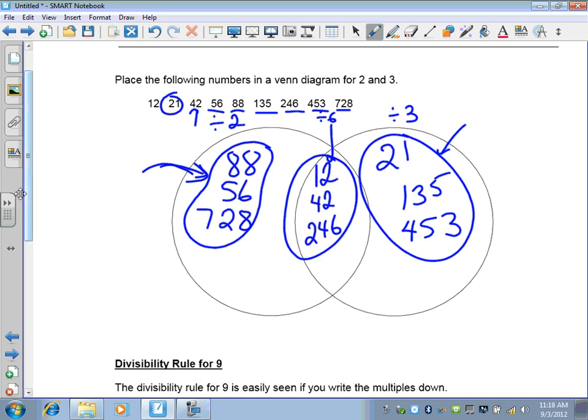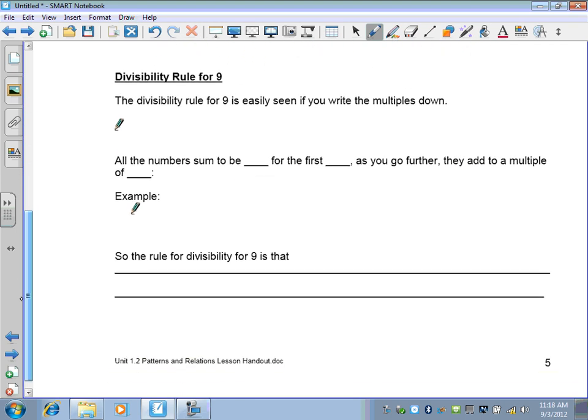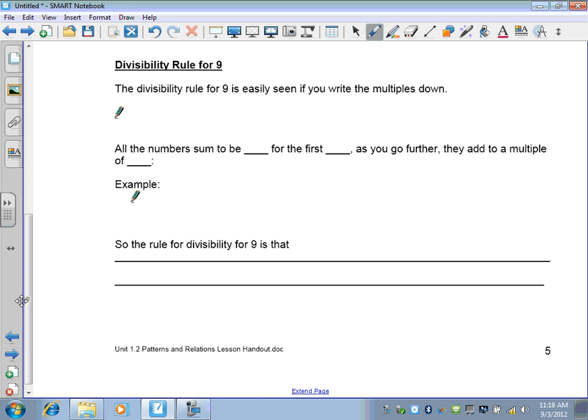Now the next one we're going to do is the divisibility rule for 9. Now the divisibility rule for 9, you can see it if you look at the multiples of 9. Let's have you take and copy out the first 10 multiples of 9. So 9 times 1, 9 times 2, 9 times 3. And I want you to continue.